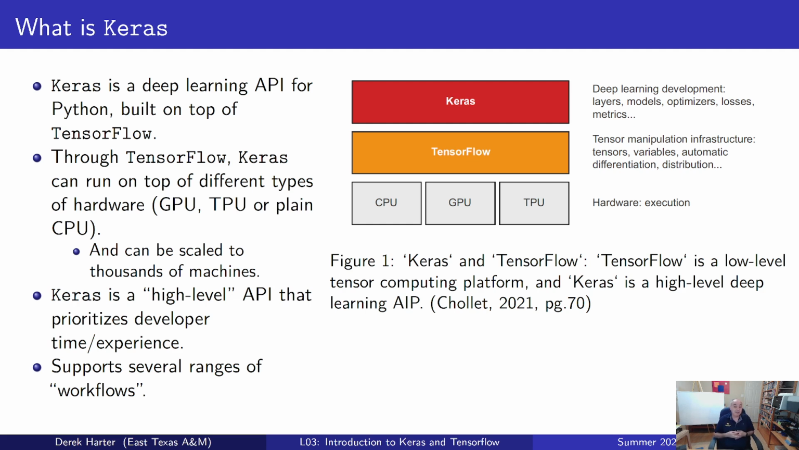The job of TensorFlow is to define a computation graph and to be able to run that on different kinds of computation platforms: CPU, GPU, or TPU. Keras is also a deep learning API for Python built on top of TensorFlow. Keras is a high-level API. What we usually mean by high level is that it provides very high-level abstractions, so when you use something, it hides a lot of complexity.